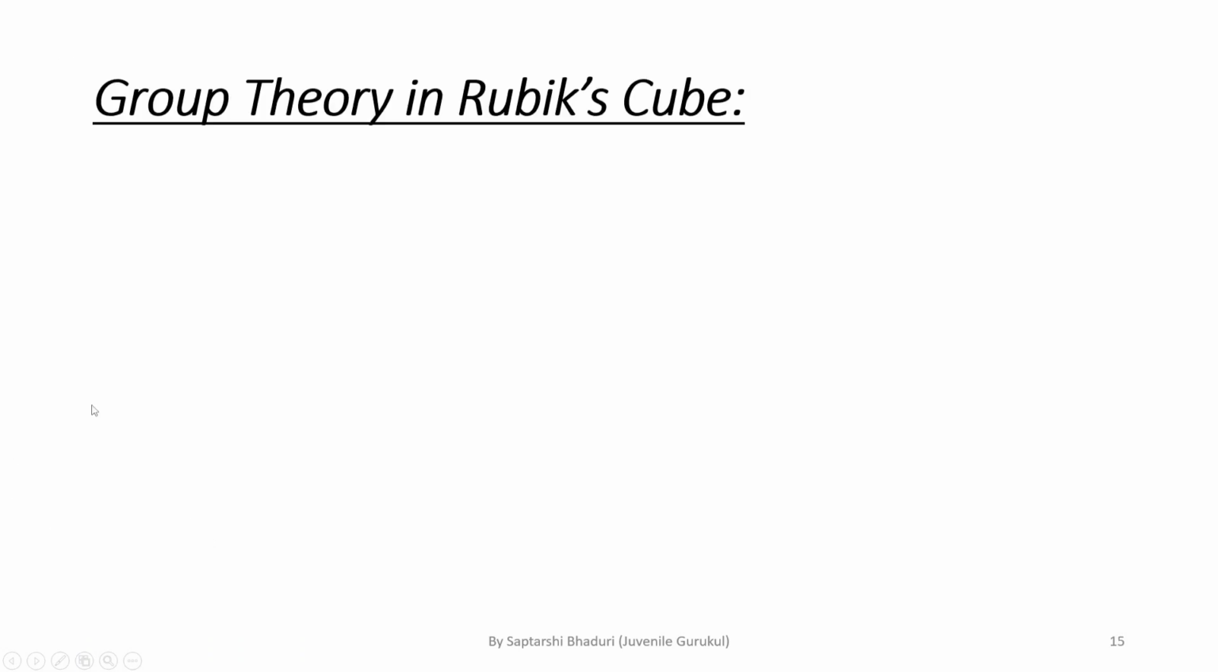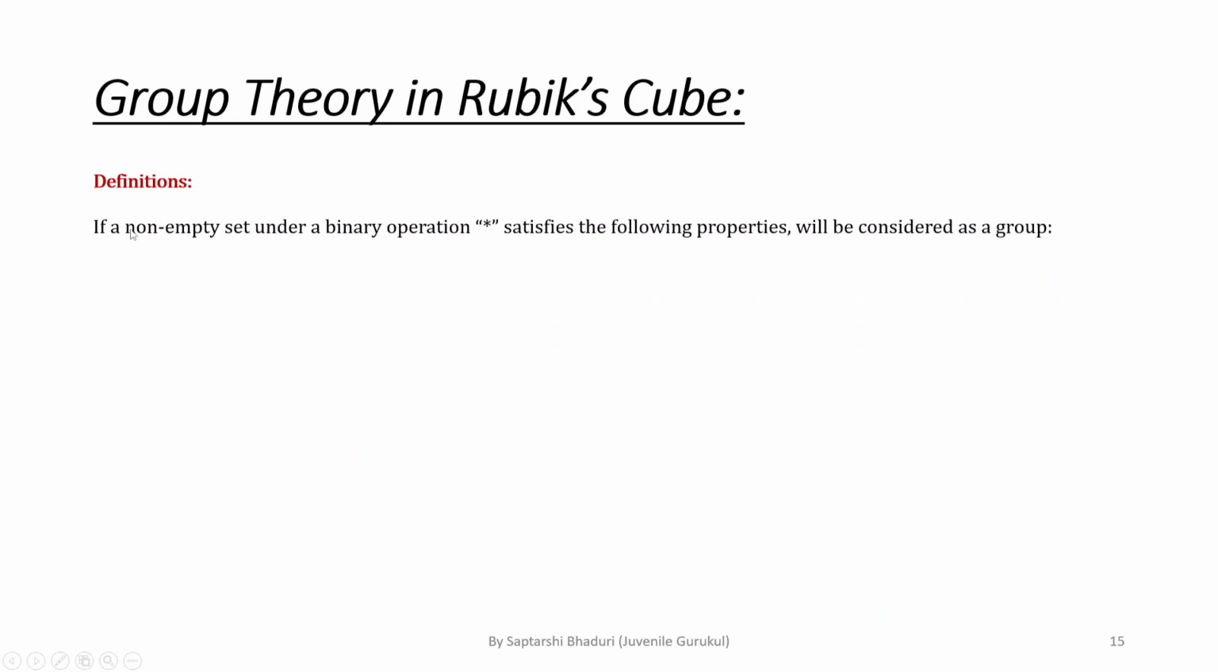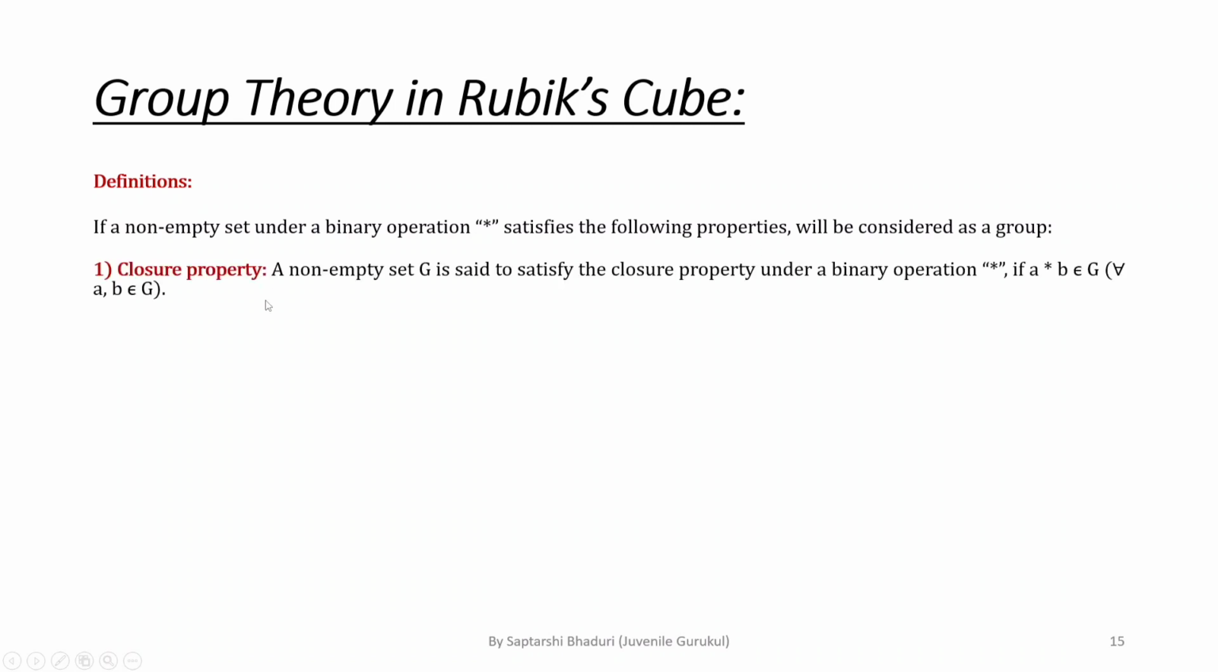Now we move on to group theory in Rubik's Cube. At first we have to learn some definitions. If a non-empty set under a binary operation star satisfies the following properties, it will be considered a group. First property it has to satisfy is the closure property. A non-empty set G is said to satisfy the closure property under a binary operation star if A star B belongs to G for all A and B belonging to G.